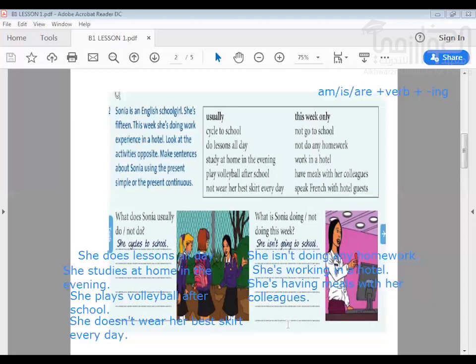So this is the next. And then let's look at the last one. Says what? Speak French with hotel guests. So it's what? She's speaking French. So it will be here. She's speaking French.